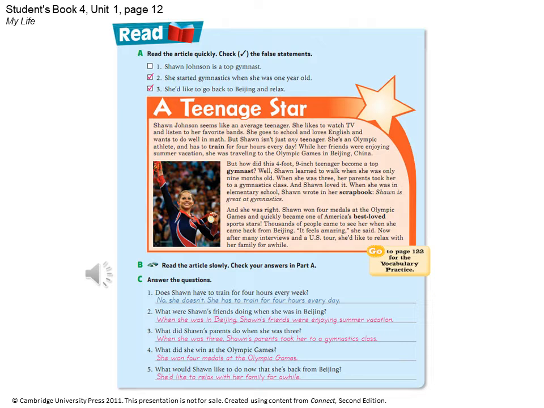Well, Shawn learned to walk when she was only 9 months old. When she was 3, her parents took her to a gymnastics class, and Shawn loved it. When she was in elementary school, Shawn wrote in her scrapbook, "Shawn is great at gymnastics." And she was right. Shawn won 4 medals at the Olympic Games and quickly became one of America's best-loved sports stars. Thousands of people came to see her when she came back from Beijing. "It feels amazing," she said. Now, after many interviews and a U.S. tour, she'd like to relax with her family for a while.